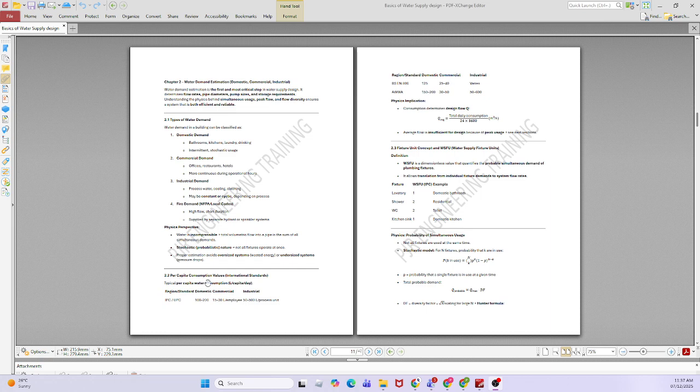Then per capita demand. For example, there are different standards. You can go with IPC, UPC. There are British standards, European standards. Then there are some local regulations.